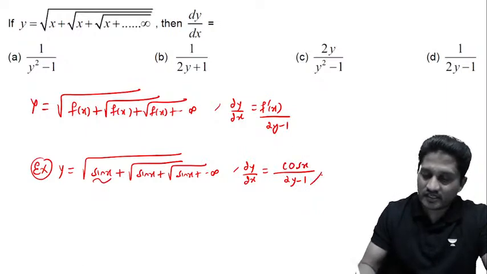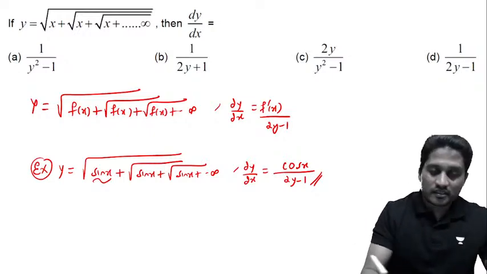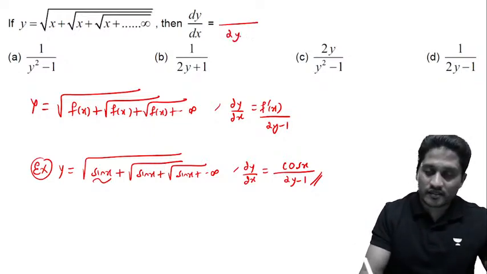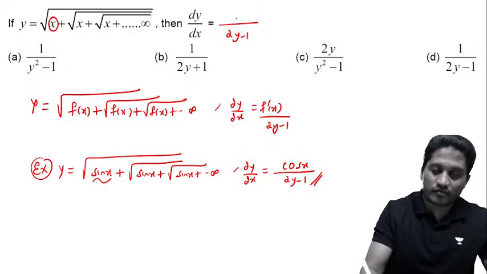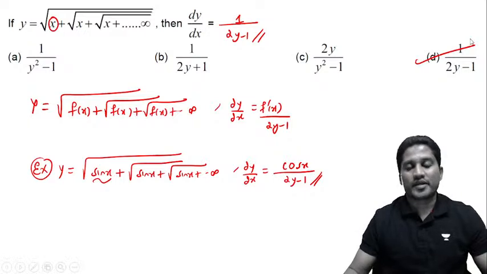That's it, guys. Within 10 seconds you get the answer. Same logic. The denominator will be 2y minus 1 and differentiation of x will be equal to 1. So answer is 1 upon 2y minus 1. Answer is option D.